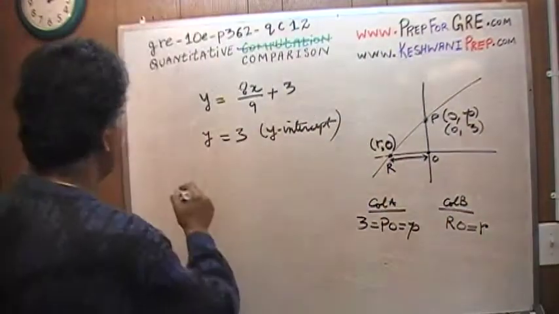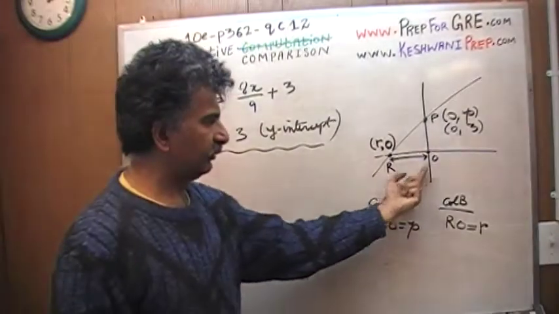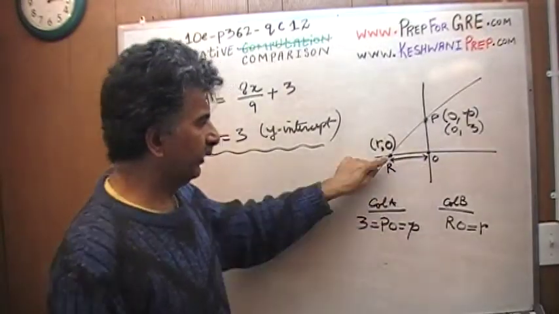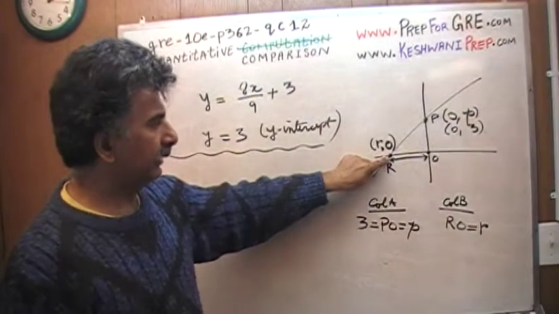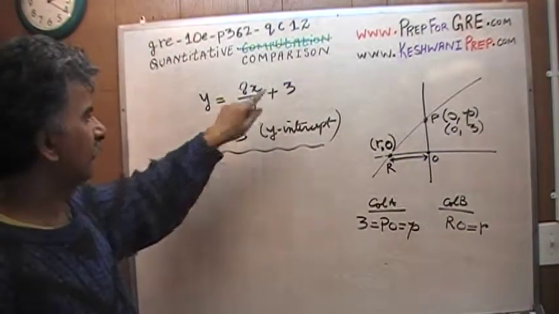Similarly, we have to figure out this distance from O to R. And at this point here, the value of y is 0. So that's what we're going to do here. We're going to substitute y equal to 0 and solve for x.